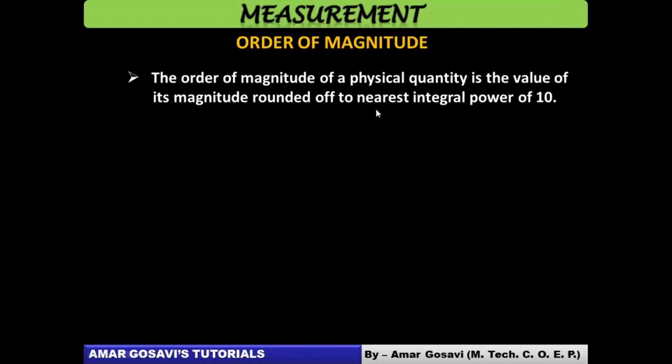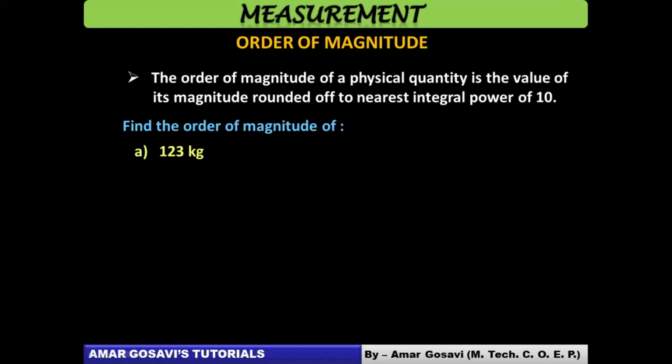Okay. Fine. So let's talk again about the order of magnitude. The order of magnitude of a physical quantity is the value of its magnitude rounded off to the nearest integral power of 10. Now, what does this mean? Let's understand it with an example. I've taken a few examples over here.